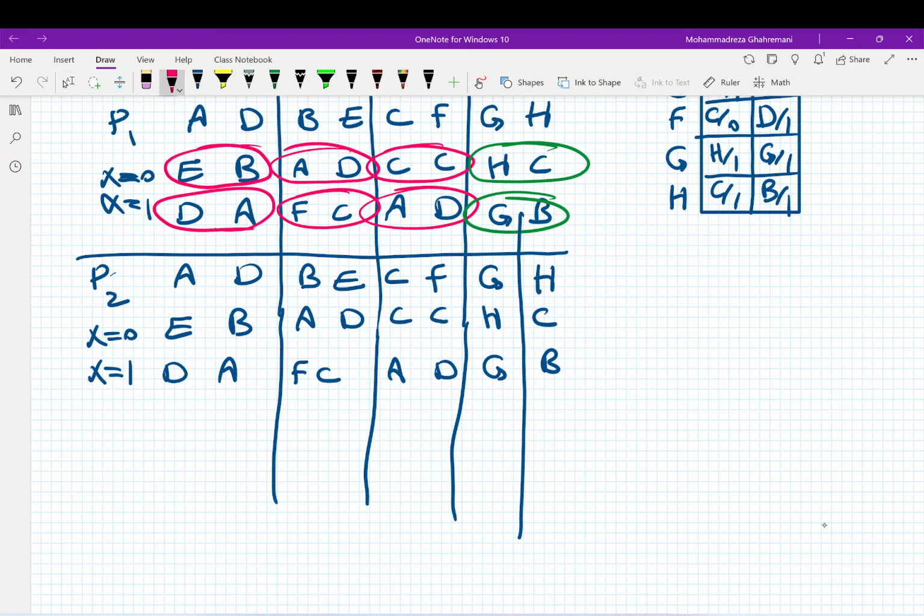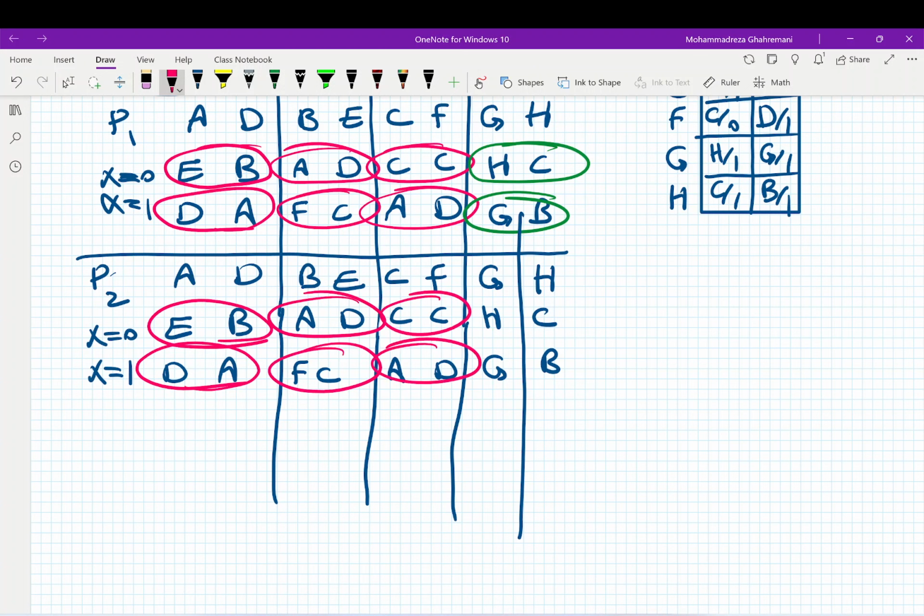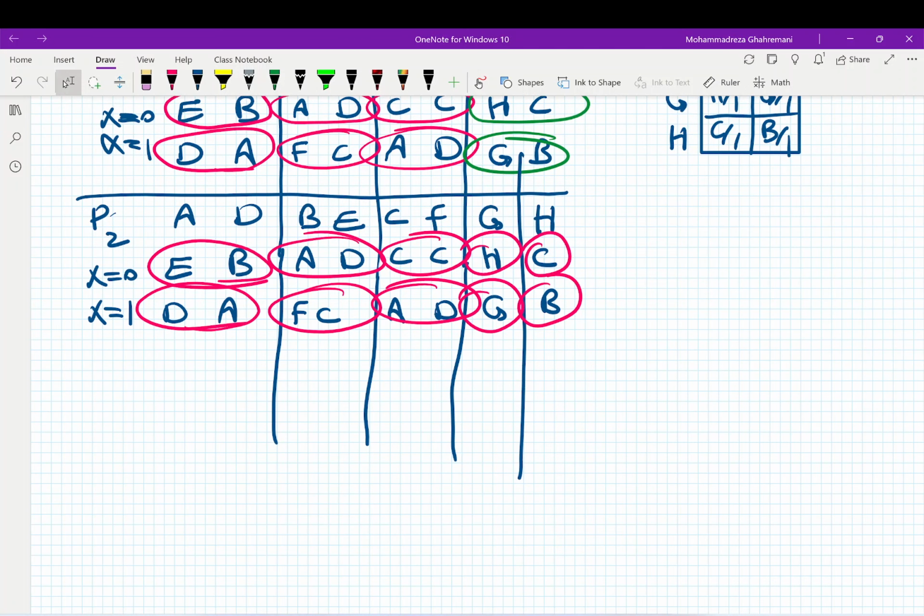So what about E and B? They belong to the same block. D and A, the same thing. A and D, the same thing. F and C, the same thing. C, of course. A and D, and this H is a single state, of course, belongs to a single block, and that's it. So no more blocks.